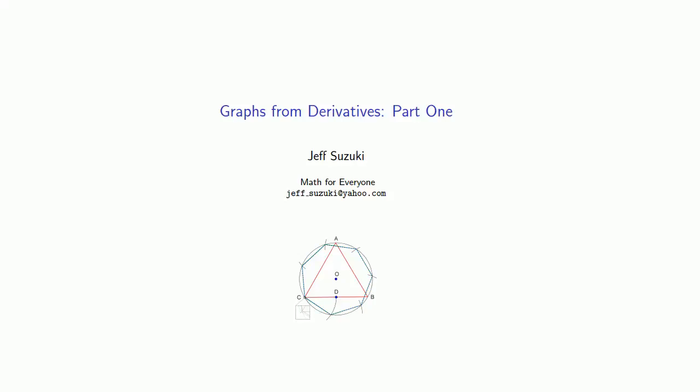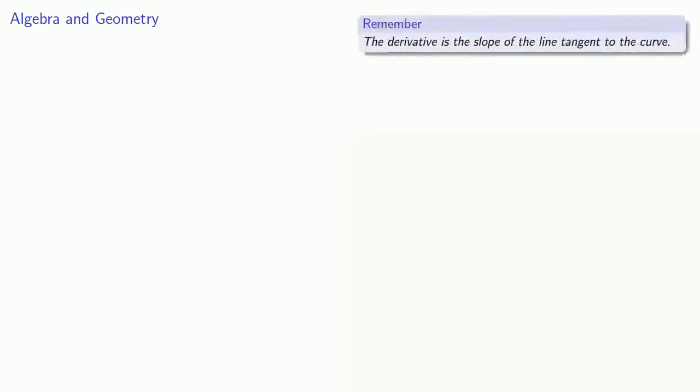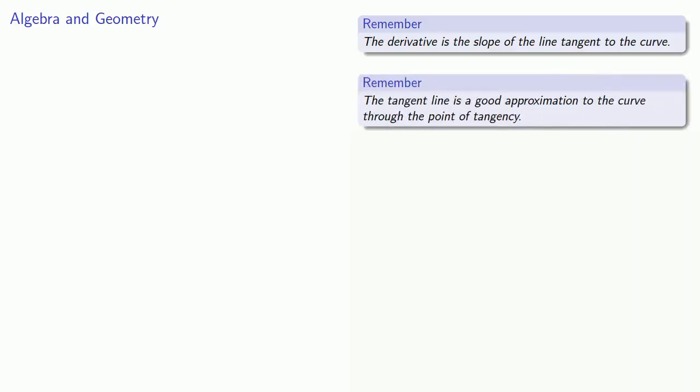Another way we can use the derivative is to sketch the graph of a function. There are two things you want to remember about the derivative. First, the derivative is the slope of the line tangent to the curve at the point of tangency. And second, the tangent line is a good approximation to the curve through the point of tangency.